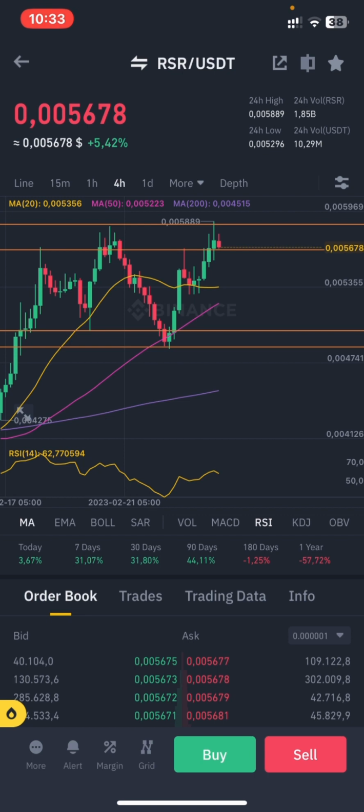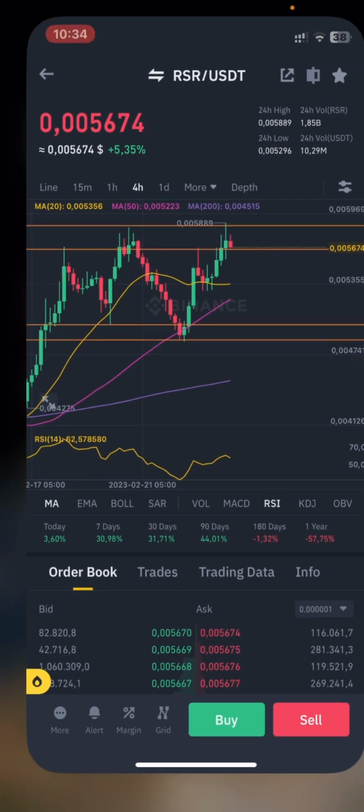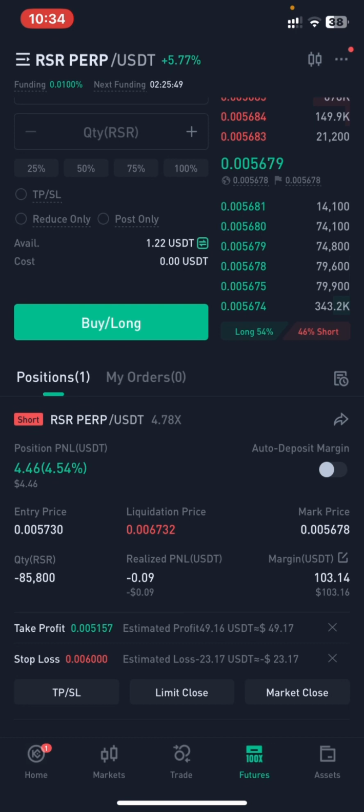After I found this opportunity over here, because I have money on KuCoin, I just head over to KuCoin to open this trade. After I open this trade, in less than 30 minutes, or let's say 20 minutes, I'm in profit already.